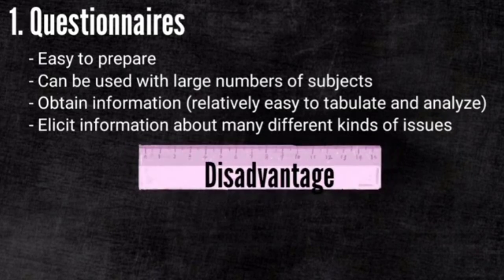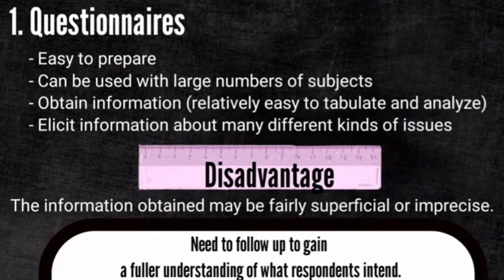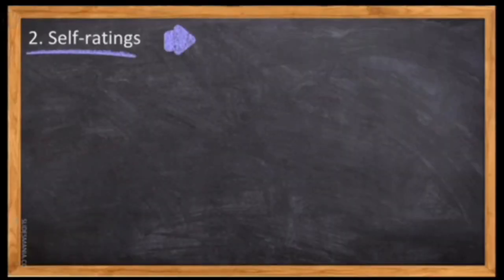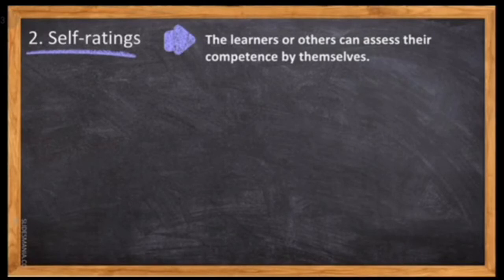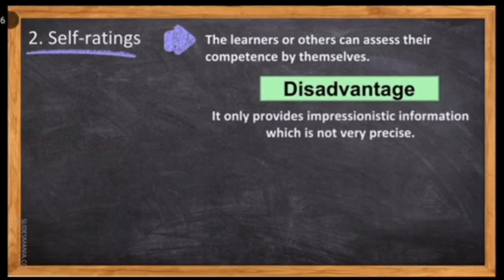A disadvantage of questionnaires is the information obtained may be fairly superficial or imprecise and will often need to follow up to gain a fuller understanding of what respondents intend. Second, self-ratings. Here, the learners or others can assess their competence by themselves. The disadvantage is it only provides impressionistic information which is not very precise.